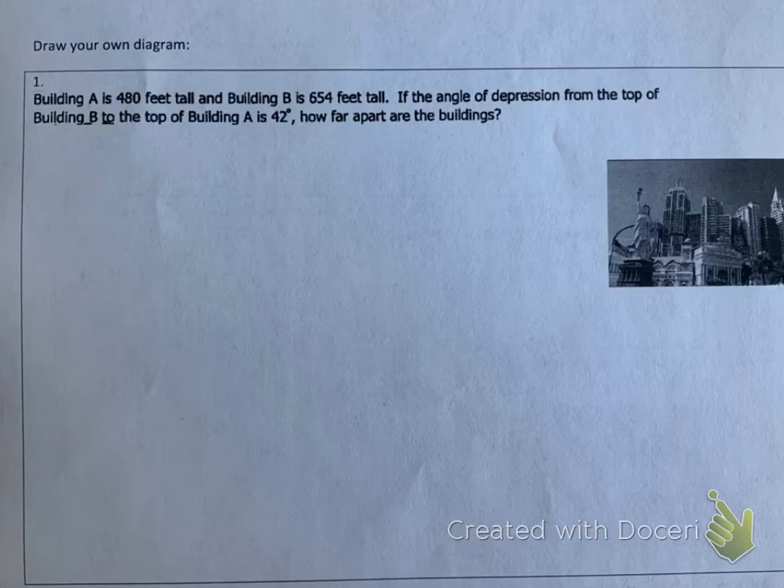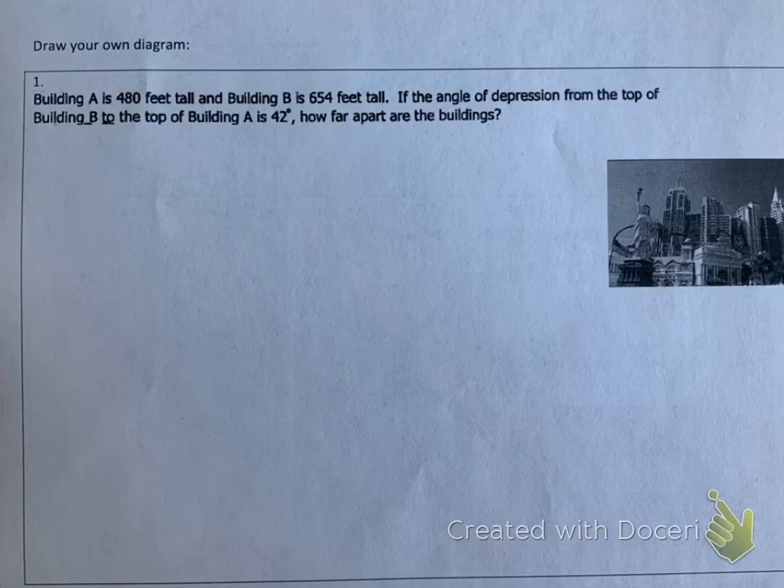For this very last scenario, we're going to try to draw our own diagram. So we have two buildings in this scenario, and we're trying to find the distance apart. So building A is 480 feet tall, and building B is taller, it's 654 feet. So they know the height of each building. The angle of depression from the top of building B to the top of building A is 42 degrees, so they measured an angle of depression, and they're trying to figure out how far apart the buildings are using indirect measurement.